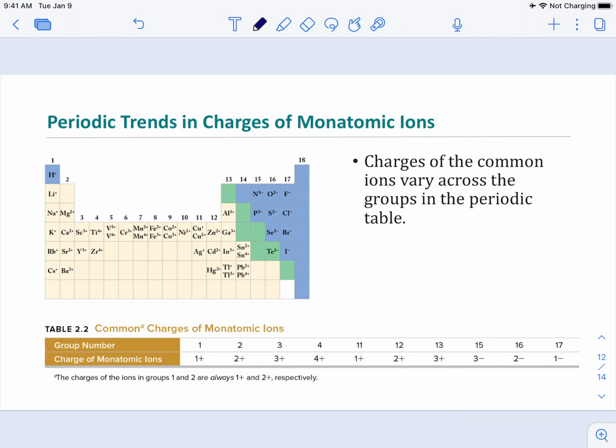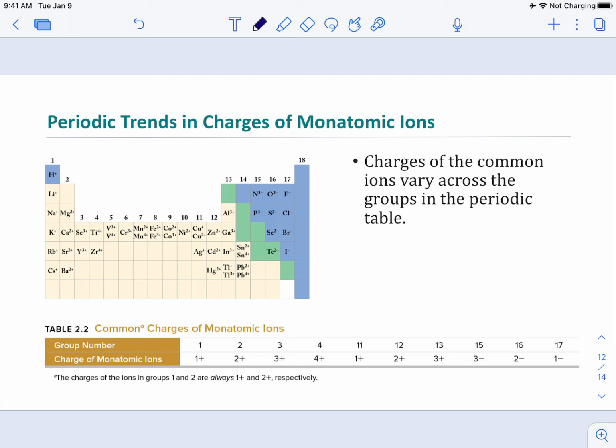Something you need to start to get familiar with, and this will come back numerous times within the class, is this trend of charges within the periodic table. I'll talk about this a little bit in class, but you notice that group 1 is +1 and group 17 is -1. And that'll become clear why later as we go into chapter 3. It doesn't mean these are the only charges available.